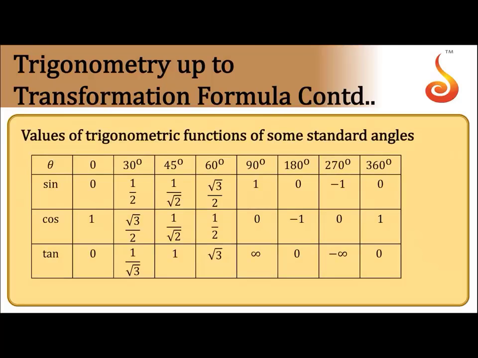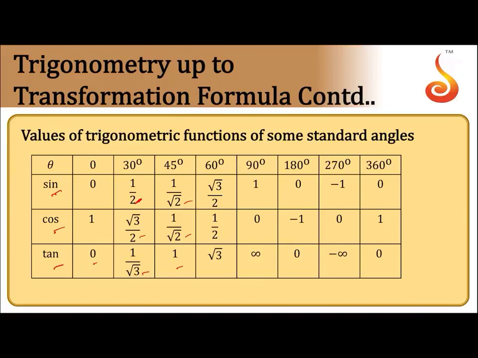Now we shall see the standard angles of some trigonometric functions. These are the values of sine, cos and tan theta for specific angles. Sine 0 is 0, cos 0 is equal to 1, tan 0 is equal to 0. Sine 30 is 1 by 2, cos 30 is root 3 by 2, tan 30 is 1 by root 3. Sine 45 is 1 by root 2, cos 45 is 1 by root 2, tan 45 is equal to 1.